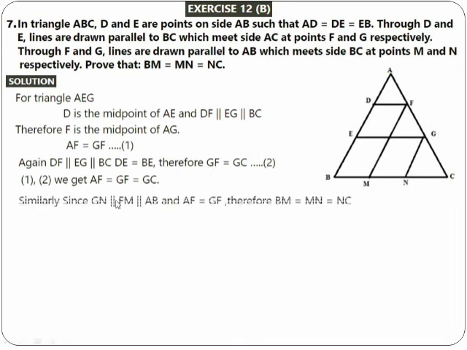Now see here carefully, similarly, in the same way whatever we have done here, GN is parallel to FM, and it is parallel to AB. So therefore, in the same way we can show that, just now what we showed, that AF is equal to FG is equal to GC. So when you consider these two lines being parallel to this, in the same way you can show that BM is equal to MN and this is equal to NC.